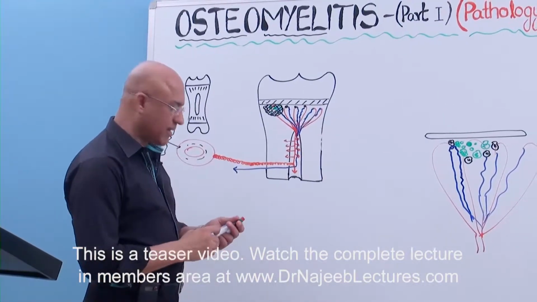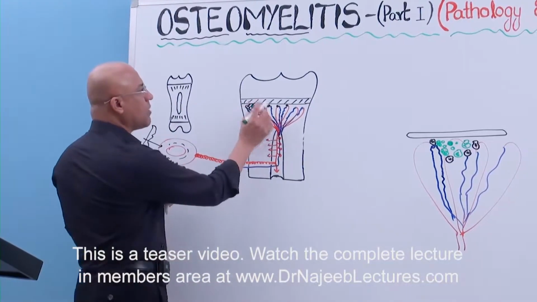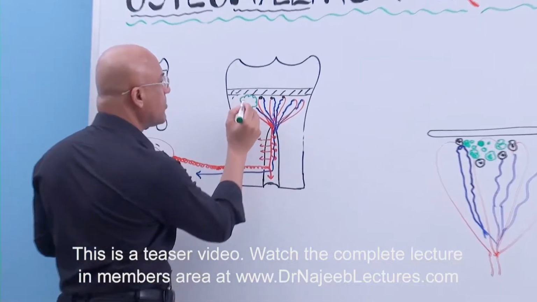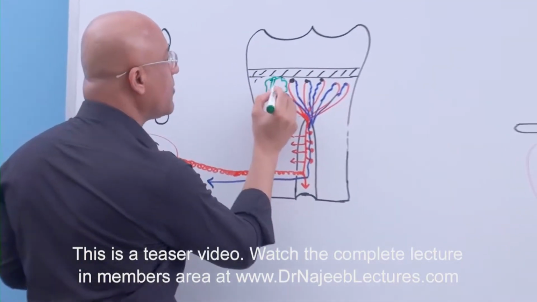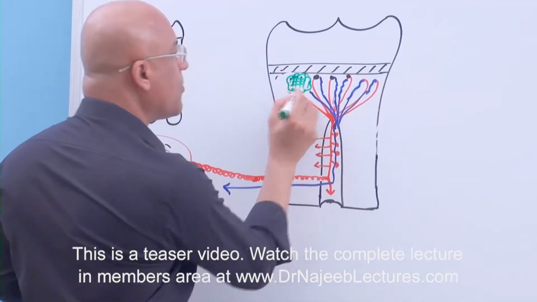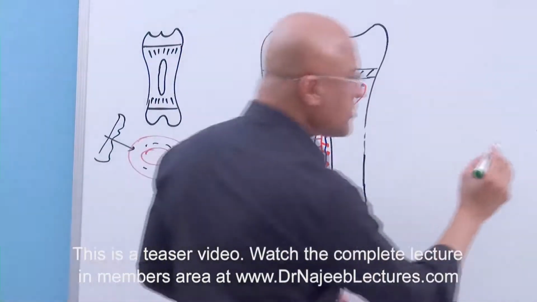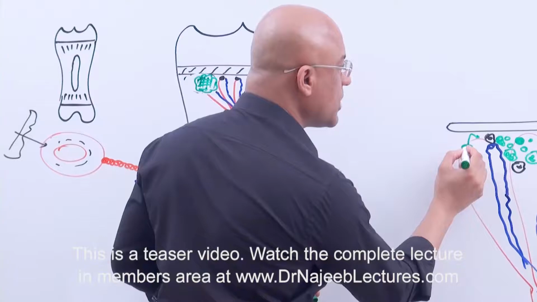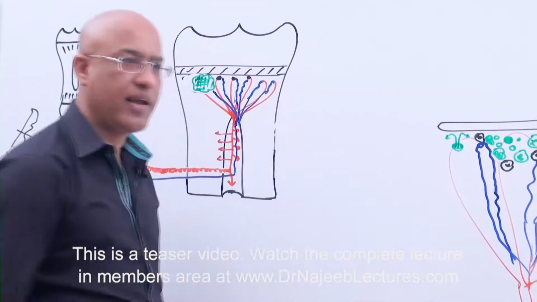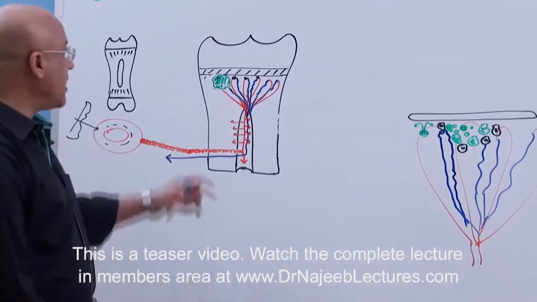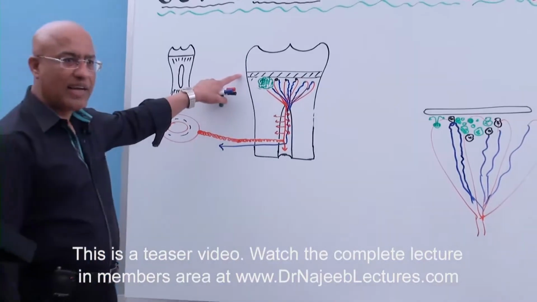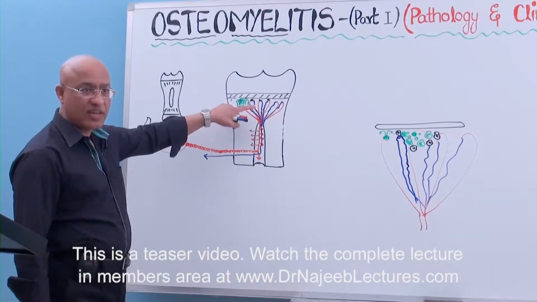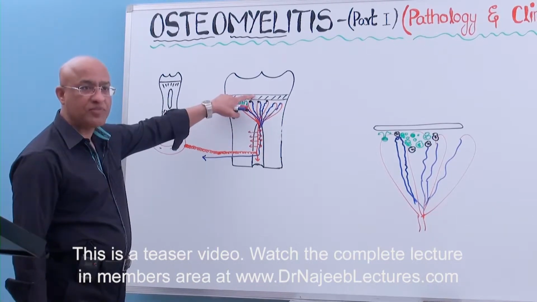One thing I want to make clear: pus will not go upward. Let me show you the focus of pus in this way. This is all pus here. Now, first thing, pus which is present over here cannot pass through the epiphyseal plate. Why? Because the epiphyseal plate does not have these metaphyseal vessels passing through it.